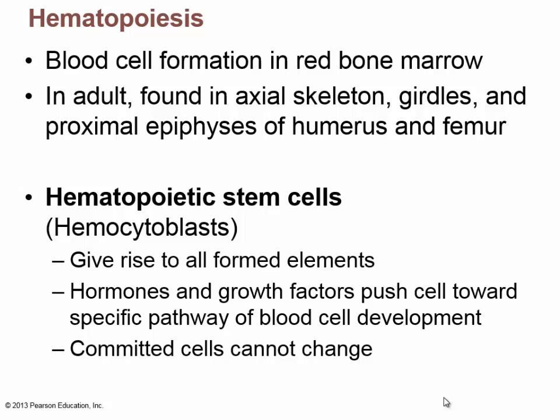So all cells start off as these cells. They give rise to all formed elements, and then it's different hormones, different growth factors that tell that stem cell which type of cell to become. A red, a white, a platelet. And once it starts becoming one, it becomes committed and can't change. It can't just start becoming a red blood cell and be like, oh, just kidding, we need more white ones now, and then start becoming another cell. Once it starts to change, it becomes committed and it will become a red blood cell.